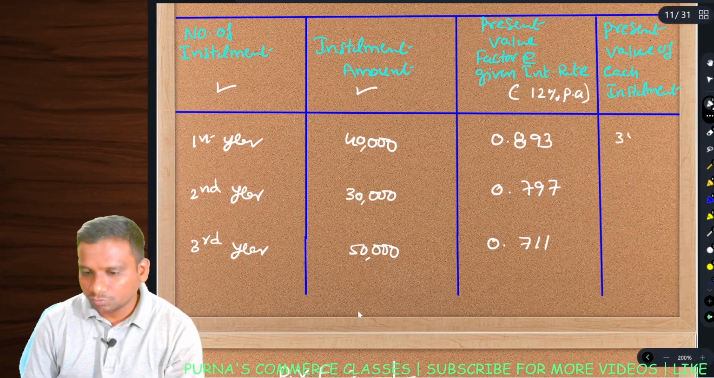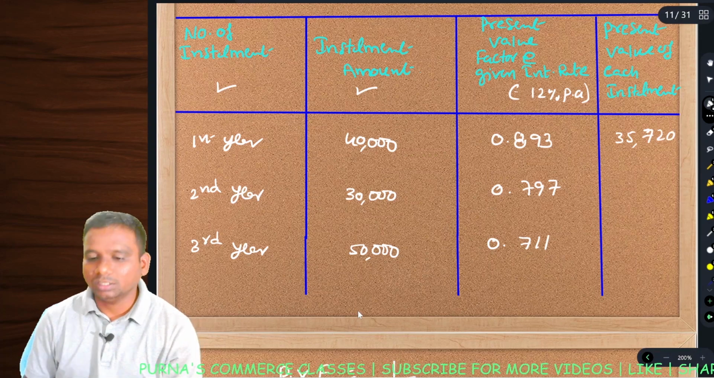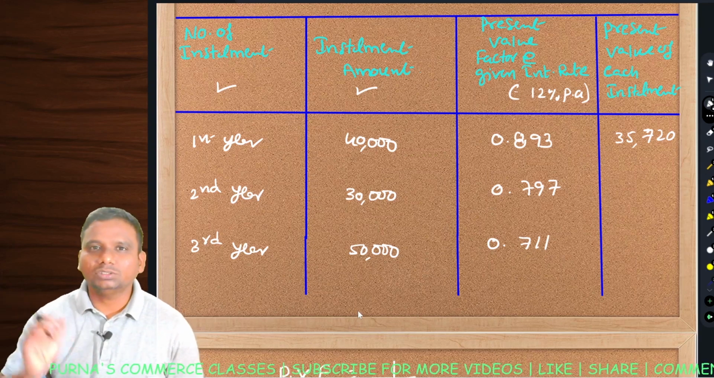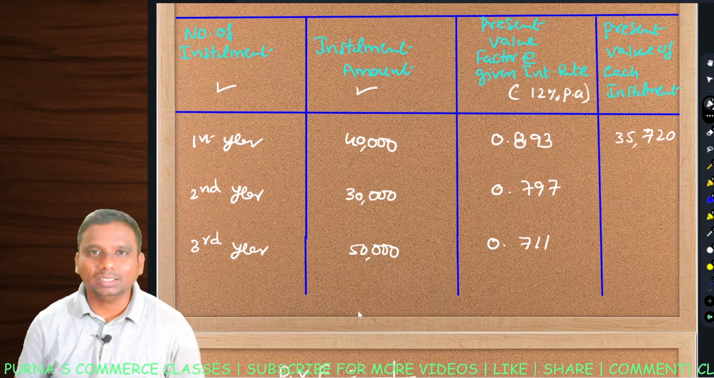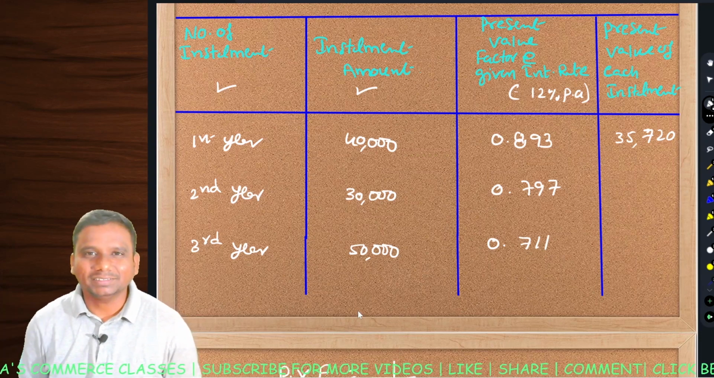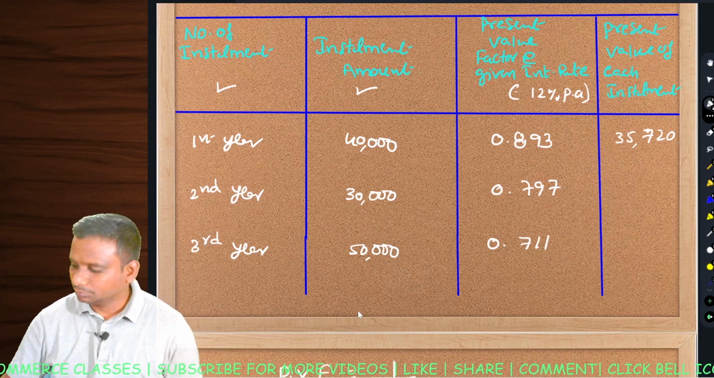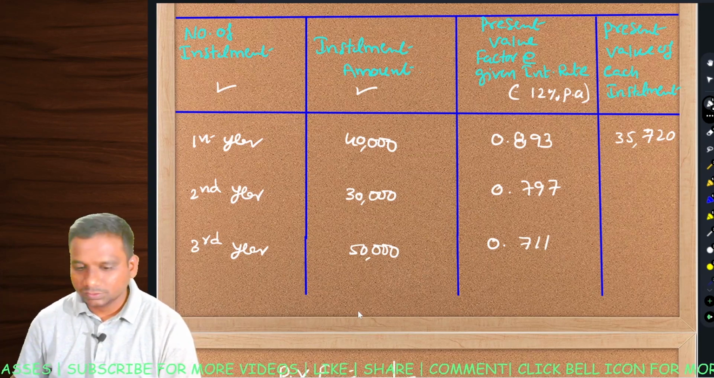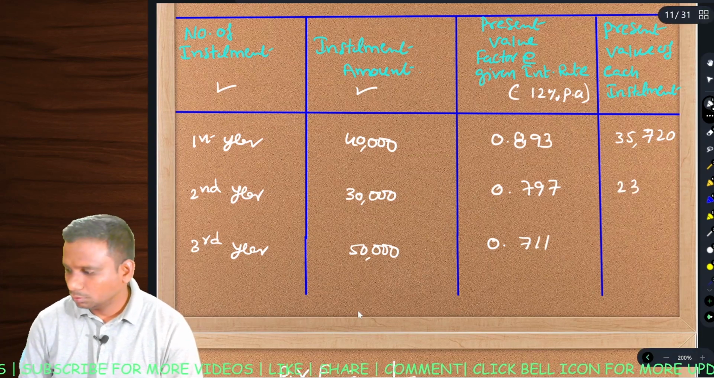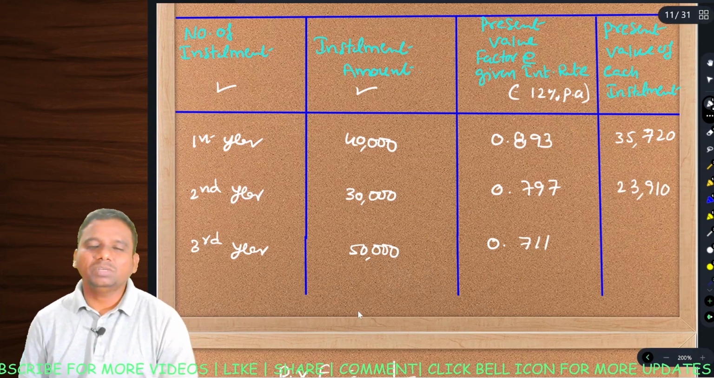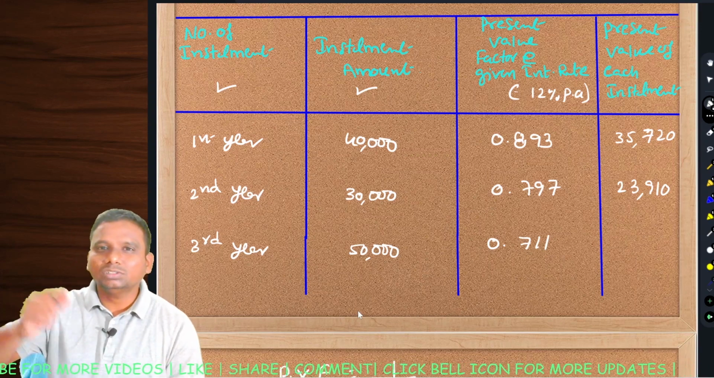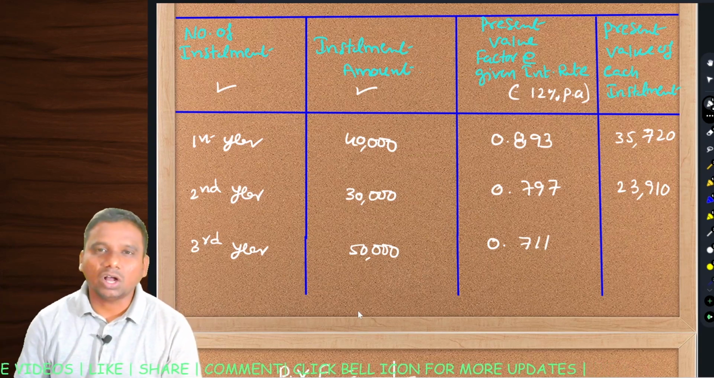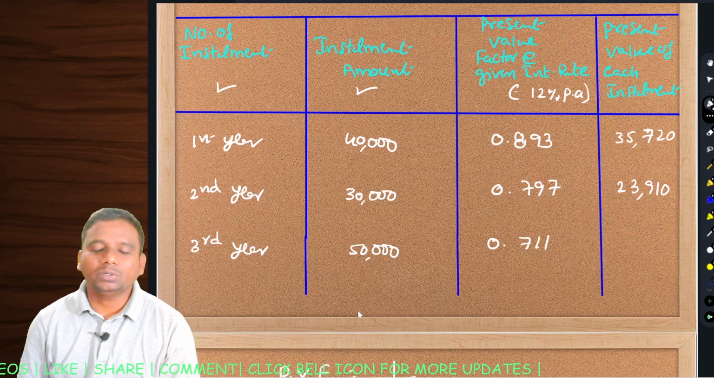How much? 35,720. What is the meaning of this? 35,720 today will become 40,000 after 1 year at the rate of 12% interest. Okay, next, the second one: 30,000 rupees into 0.797 is equal to 23,910. What is the meaning of this? 23,910 rupees today will become 30,000 rupees after 2 years at the rate of 12% per annum.